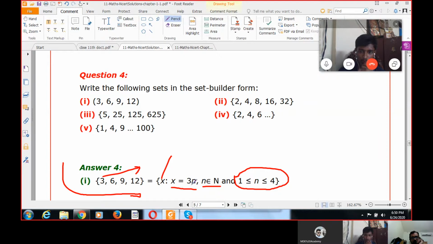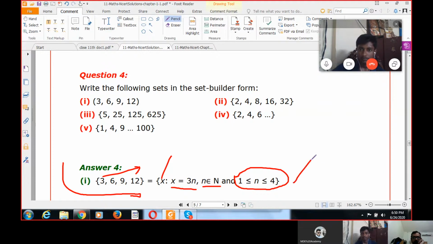Otherwise, we can write x is equal to 3, then n is a natural number less than 5. That's all. You don't want this, write this condition, or otherwise you can write it this condition. No problem. Are you clear? Anywhere you can. Do you understand? Okay, sir.